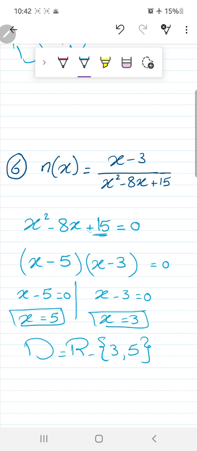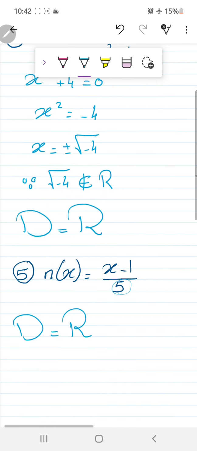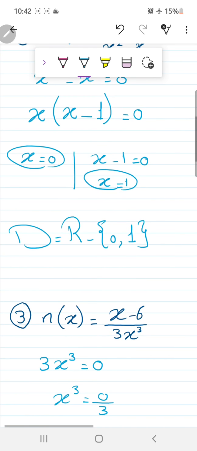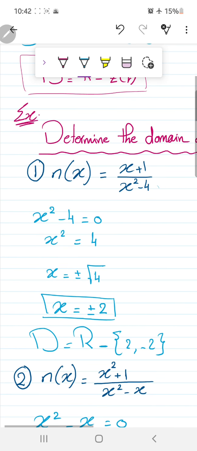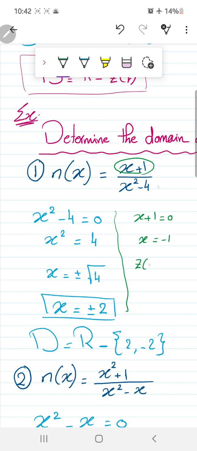Okay. In our examples, how do we get the set of zeros? We got the domain. How to get the set of zeros of any fractional function? If we talk about the set of zeros, we take the numerator. So here, x plus 1 equals 0, so x equals negative 1. So the set of zeros here is negative 1.